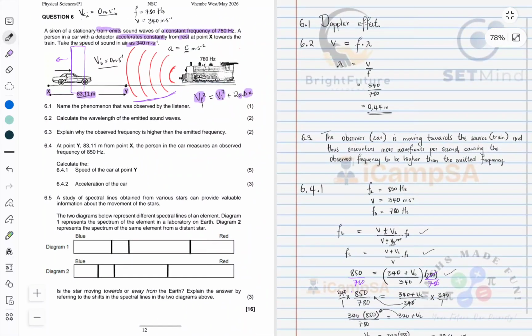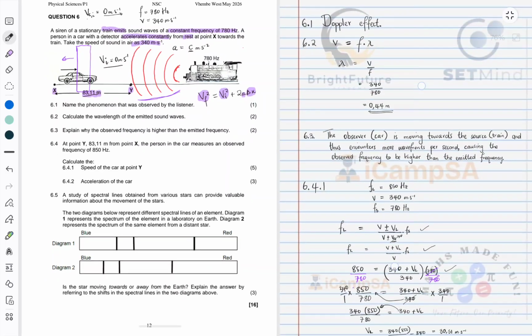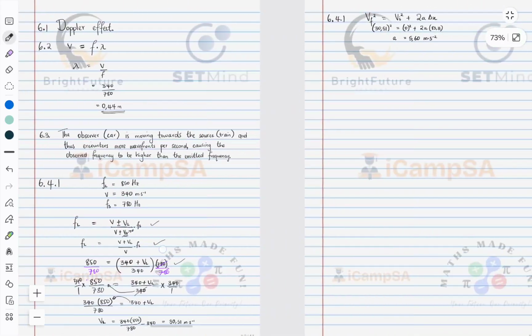How did I know to use the equation of motion? They told me that this thing is accelerating constantly. So equations of motion are only usable if you are dealing with constant acceleration. Always remember that. If the acceleration is not constant, you can't really rely on those equations. You have to use other means. All right, so now let's go to 6.5.